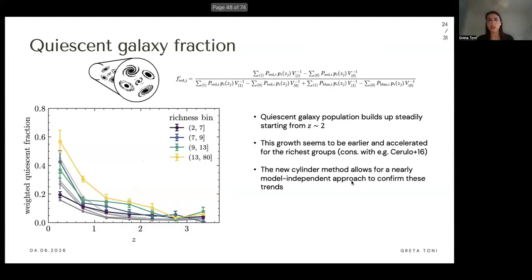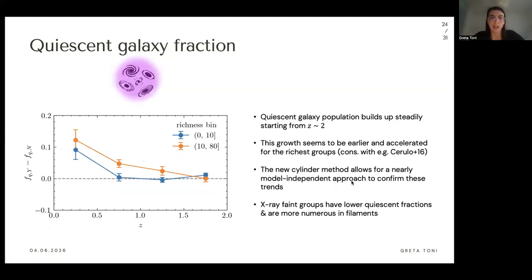We tested also a different approach. Since the membership probability from AMICO contains a sort of model dependence, we developed this new cylinder method, which allows instead for a nearly model-independent approach. It works simply by taking cylinders around each detection and performing a background subtraction. And this ended up confirming the trends that we have seen with the previous method.